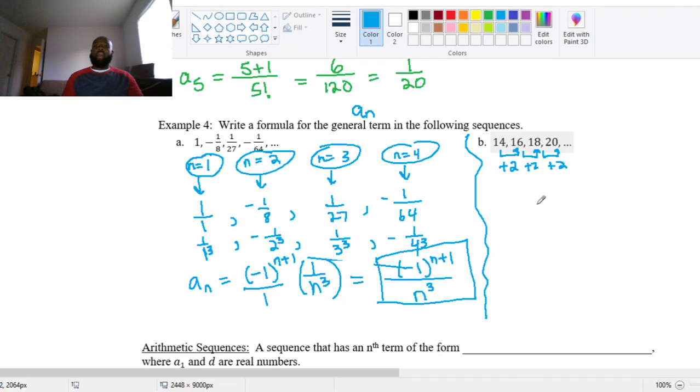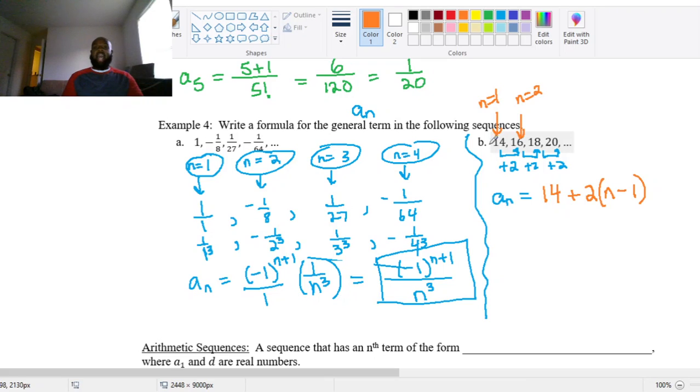And so what I could do is write my general term, I'm going to switch the color here, as a sub n equals, well, if I know I'm adding 2 each time, but I'm starting at 14. So when n equals 1, I plug in n equals 1, I get 14. So if I start at 14, I kind of have to wait until n equals 2 to add 2, right? So when n equals 1, I don't want to necessarily add 2. So what I'm going to do is multiply by n minus 1, and this can offset the fact that I'm not adding 2 to get to my first term here.